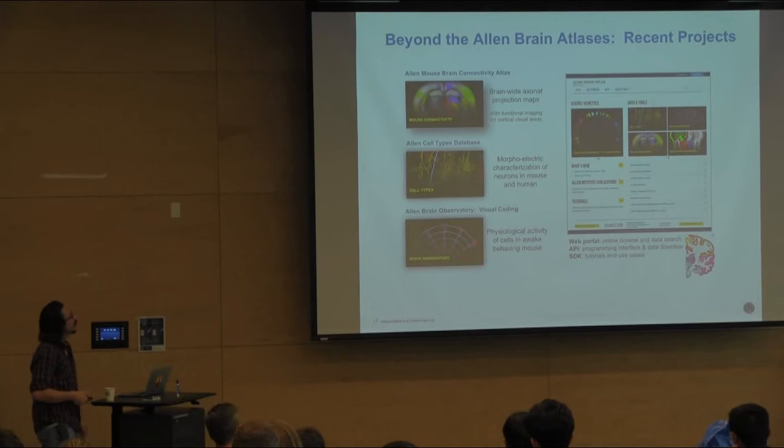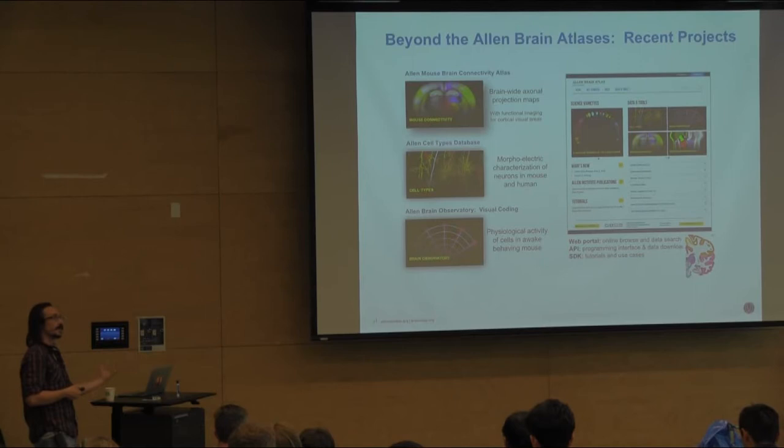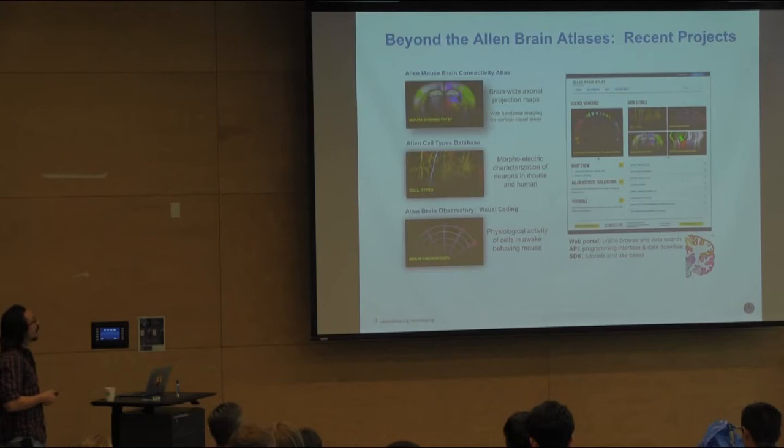So to give you a little bit more detail, the Mouse Connectivity Atlas is a brain-wide axonal projection map. It uses viral techniques in order to identify cell populations of interest and express green fluorescent protein inside of the axonal projections of those neurons. They can then be imaged and reconstructed in order to create essentially a map of what areas project to what areas in the mouse brain. And it's a whole brain atlas, not just the visual cortex.